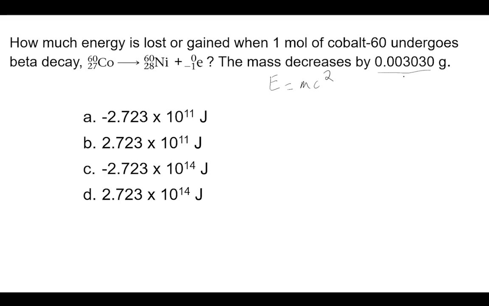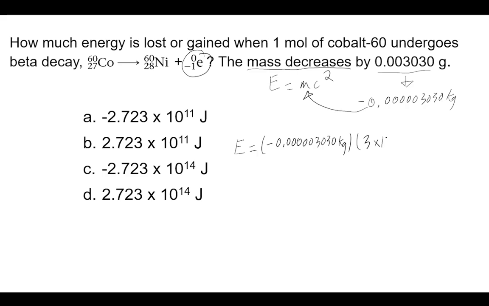Okay, first thing is to put this grams into kilograms, right? So let's move this decimal 3 places to the left to get it to kilograms. Good. And now we can plug this in for m. We can plug 3 times 10 to the 8 in for c. And just make sure you notice here that the mass is decreasing, right? This beta is being emitted and leaving, so this mass is actually going to be a negative 0.0003030 kilograms.